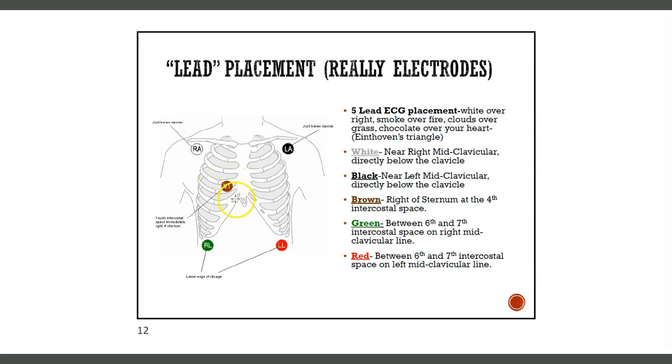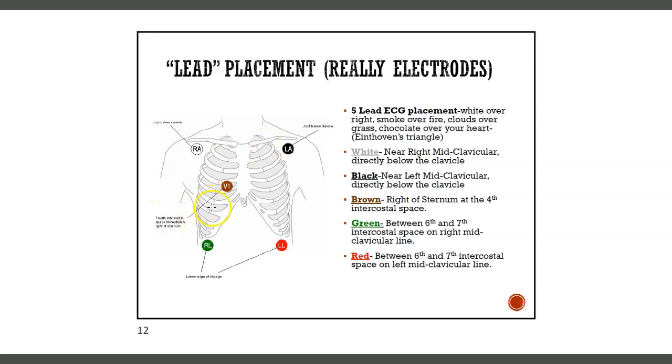And then chocolate for your heart, grass under the clouds, and then red would be under the black lead or electrode, which is basically smoke over fire. So the white electrode will be near the right midclavicular, directly below the clavicle. So this would be the position for that. And then the black electrode is going to be near the left midclavicular, directly below the clavicle.